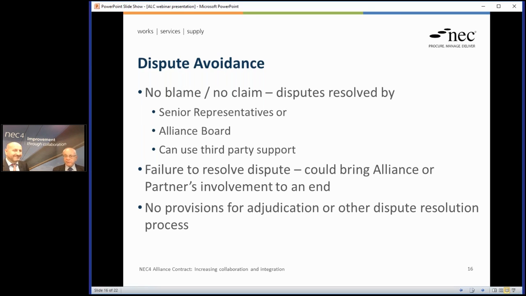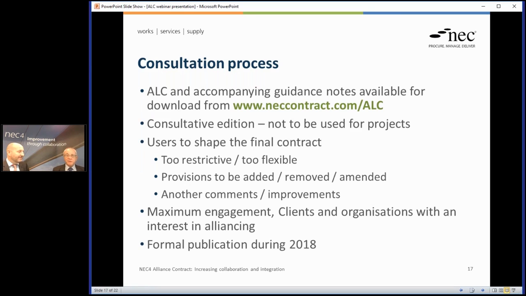Let's not spend too much time on something which doesn't really happen much, because we're not going to have any big disputes on this contract, are we? And if they are, then the contract's caused a bit of a problem. Working together doesn't seem to work, so let's not spend more time on that. Let's move on to the consultation process.